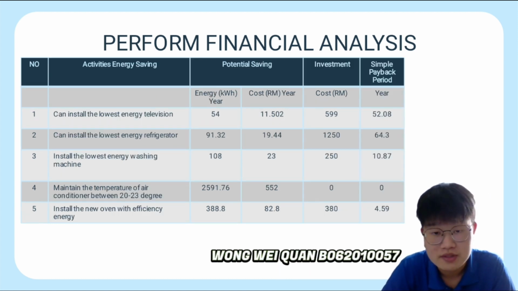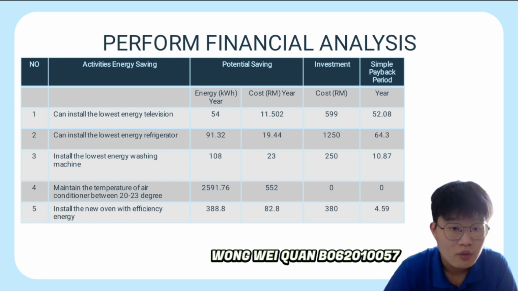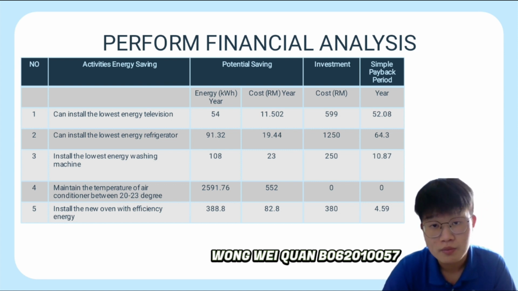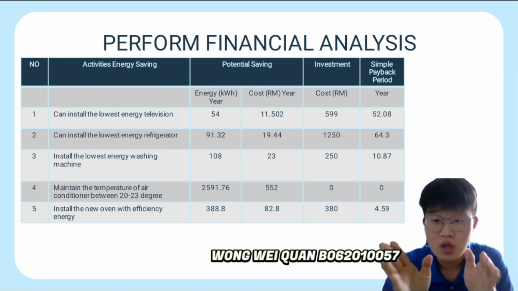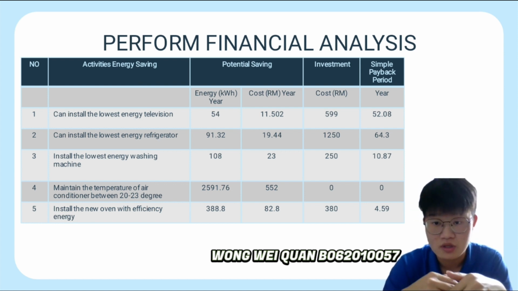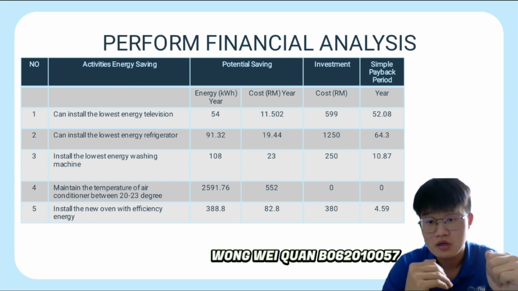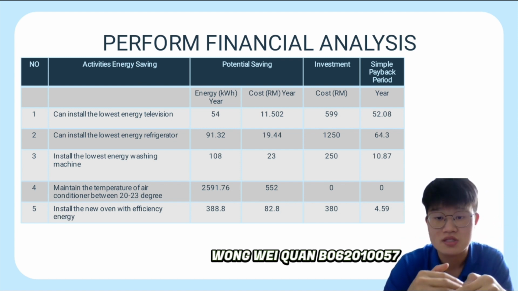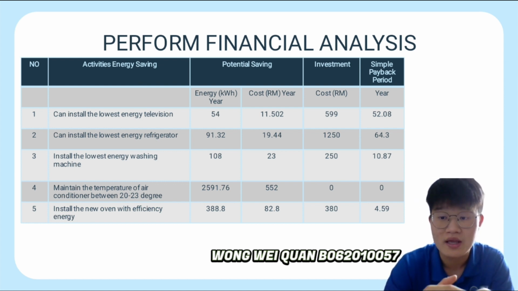So next, financial performance. There are four types of things in the table: activities, energy saving, potential saving, investment, and simple payback period. Let's say I take one example, we can install the lowest energy device, so that we can save 54 kilowatt hours per year. So the cost that can be saved in a year is 11 ringgit 50 cents. If I invest, I want to buy a new device, it costs 599 ringgit. We can save 54 kilowatt hours per year, and the cost is 11 ringgit. So the simple payback period is the investment divided by the potential saving, so we get 52.08.